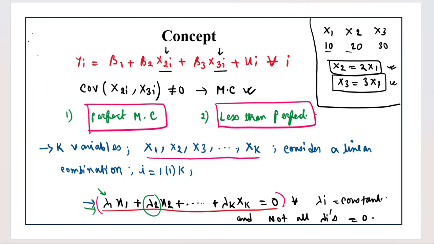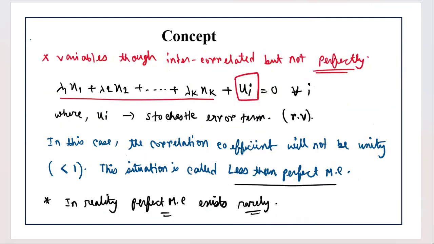But this kind of correlation is very rare in real life, because randomness plays a very crucial role in any relationship that you want to model from some real life situation. You will always see a random term, for example ui, present whenever you try to model any real life situation. So less than perfect multicollinearity is more common in real life, and perfect multicollinearity exists rarely, right? This is one thing that I wanted to share.